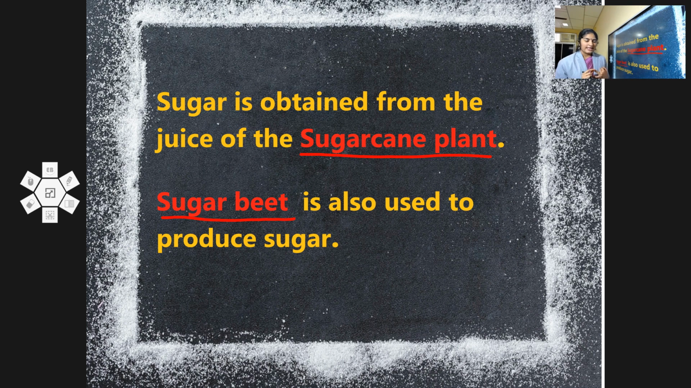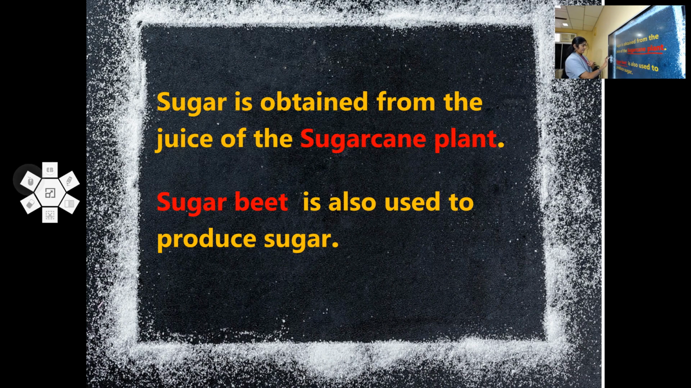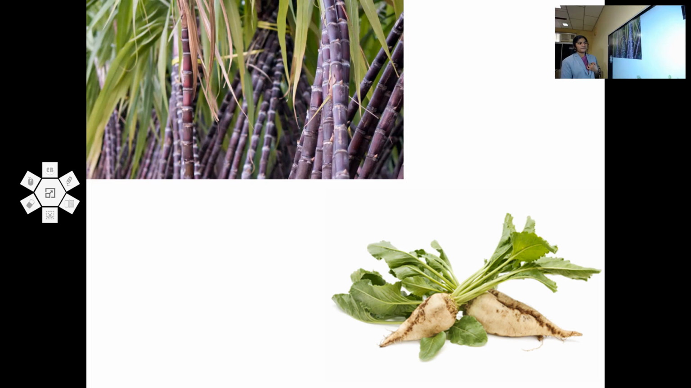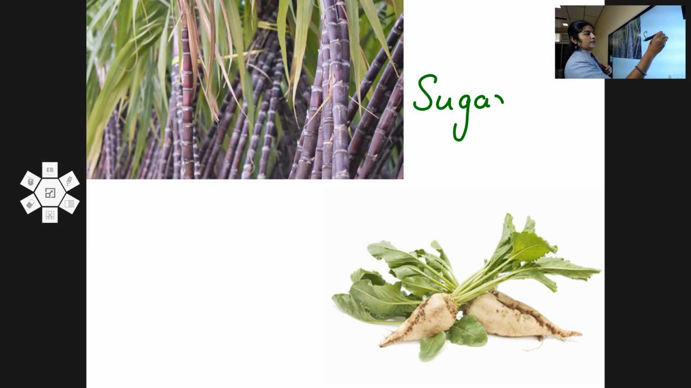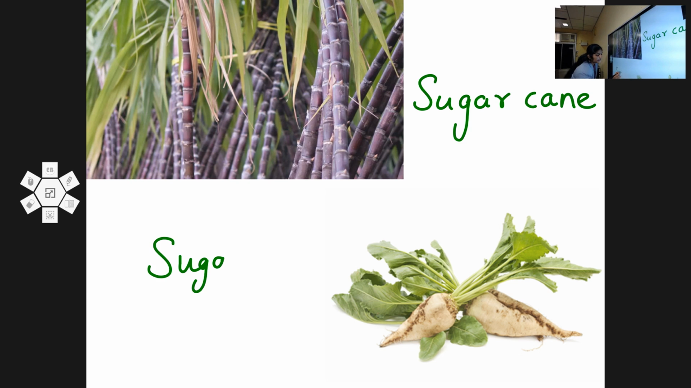Clear? I will show you the picture. See? Can you identify the first picture? Yes, this one you know. This is sugar cane. And the second picture, do you know this? Have you seen this before? No. This is sugar beet. Teacher told you now. This one is sugar beet.